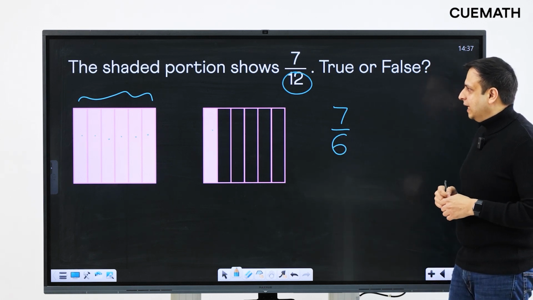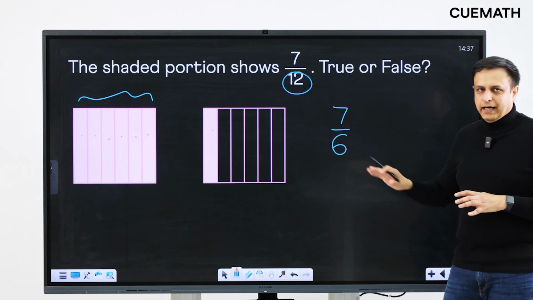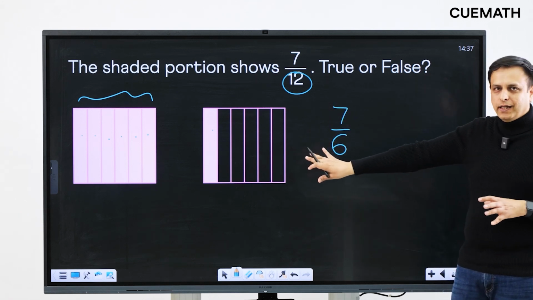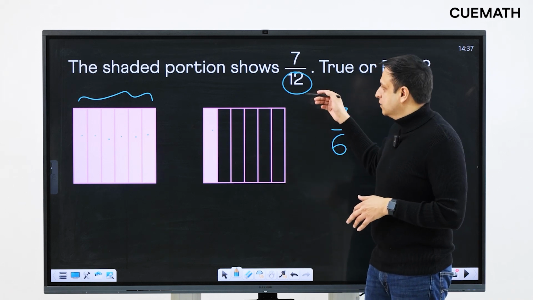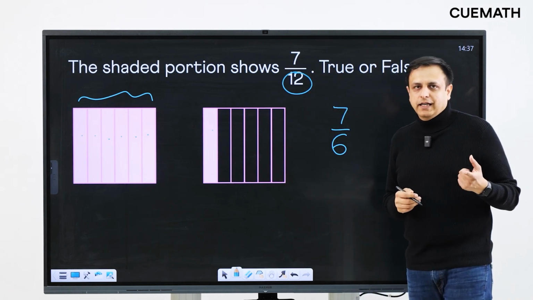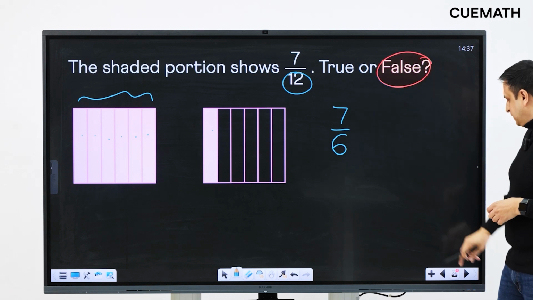And therefore, this actually represents the improper fraction 7 over 6. As you can see in the picture, it's greater than 1 because the shaded region is greater than one whole. So there's no way it can be 7 over 12. It is actually 7 over 6. So the answer to this question is false.